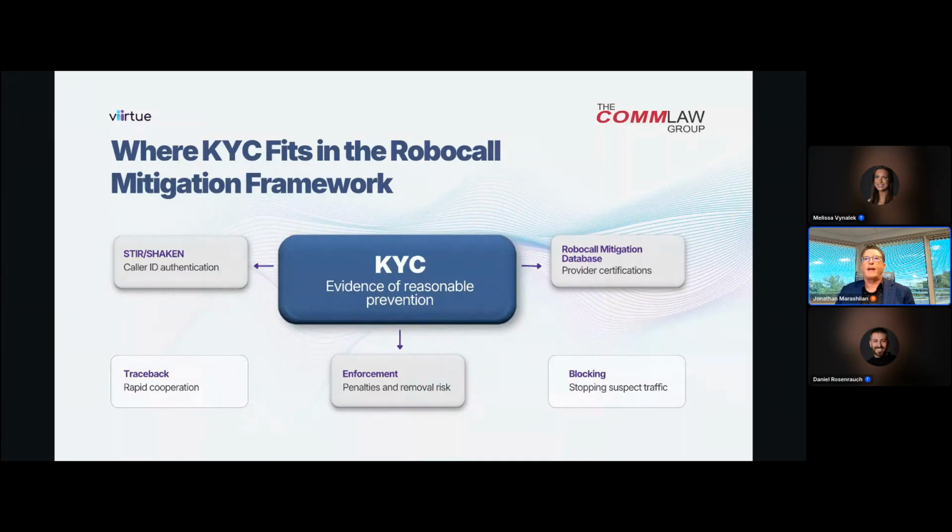STIR/SHAKEN is caller ID authentication. It helps show whether the caller ID was authenticated by the provider in the call path. The Robocall Mitigation Database is where providers certify their mitigation status and practices. Traceback is the process of following suspicious calls back through the network path to identify where they came from. Blocking is what providers do to stop suspect traffic.